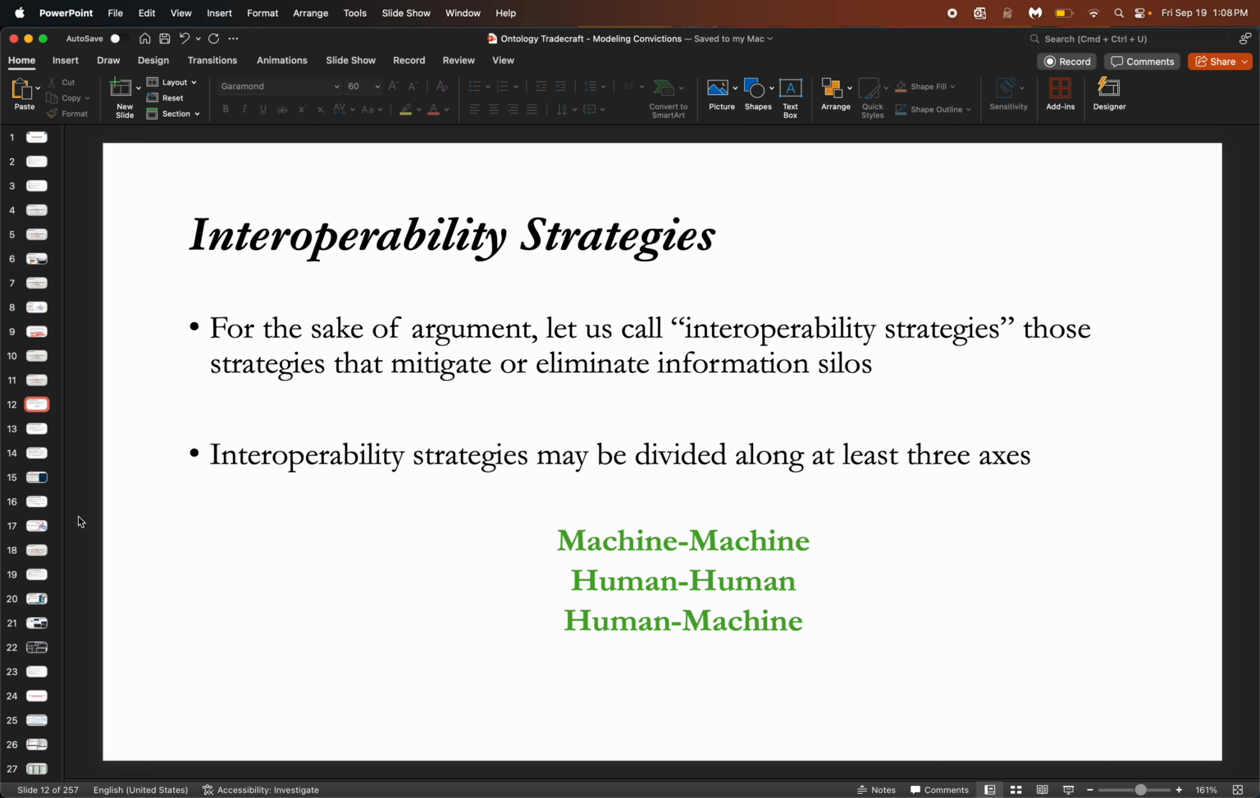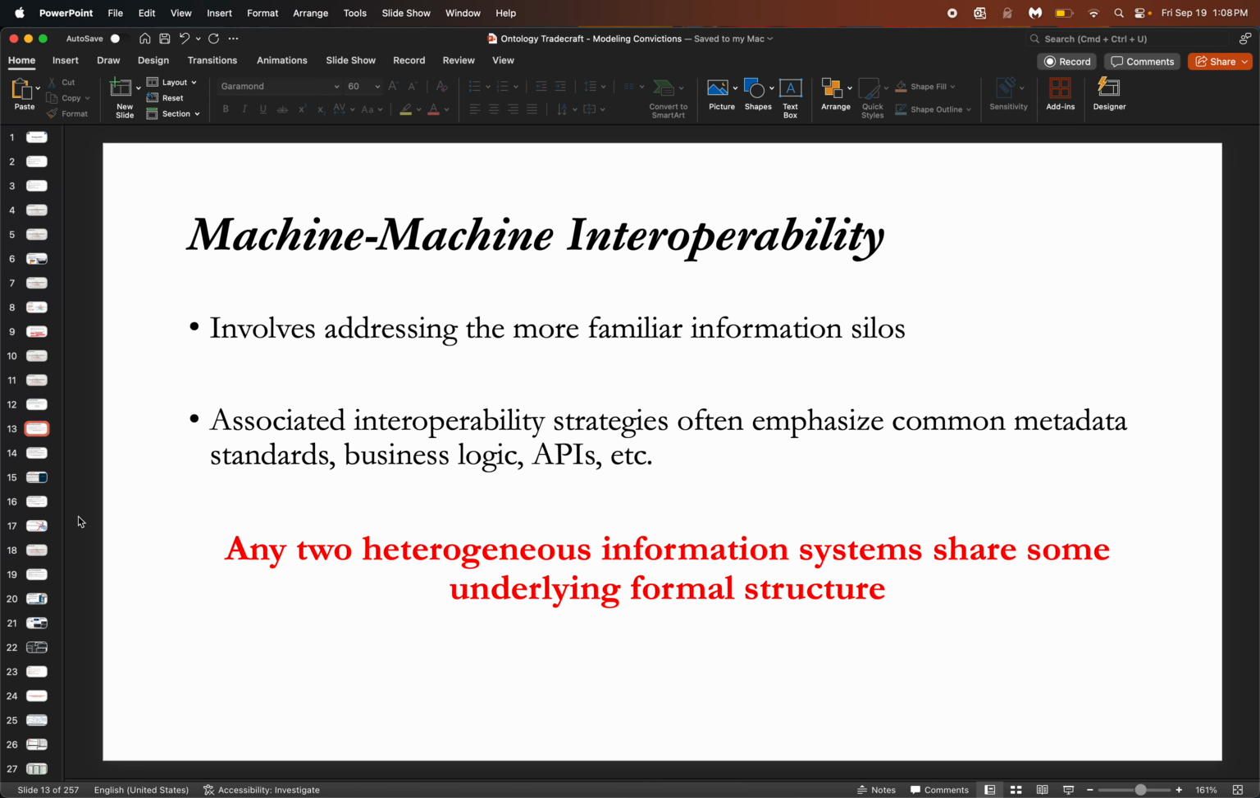A cursory glance at the literature in Google Scholar on interoperability makes it easy to see that there are at least 30 different definitions of interoperability, many of which are within the same domains. And so I'm not trying here, and I won't try, to offer a new one. Instead, I want to take a step back and think about different strategies for addressing interoperability across three axes: a machine-machine axis, a human-human axis, and a human-machine axis. And these are important to distinguish because they have different criteria for success.